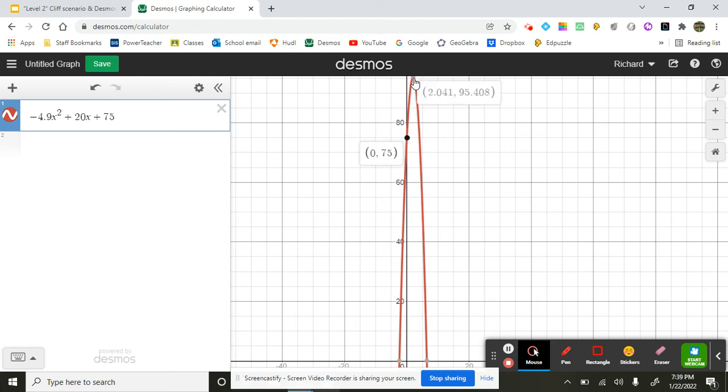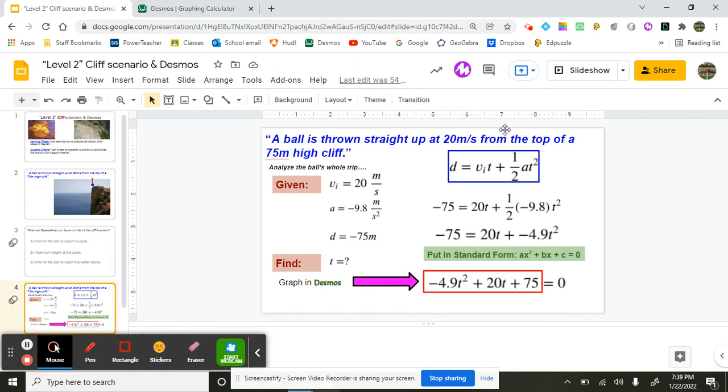And then if you look at the vertex, identify the x and y coordinates of the vertex. At about 2.04 seconds, the ball reaches its maximum height, and that height is the y coordinate, which is the ball's position, of 95.4 meters. And now we go all the way to the bottom, this x-intercept here. Here's the time to hit the water, 6.453 seconds.